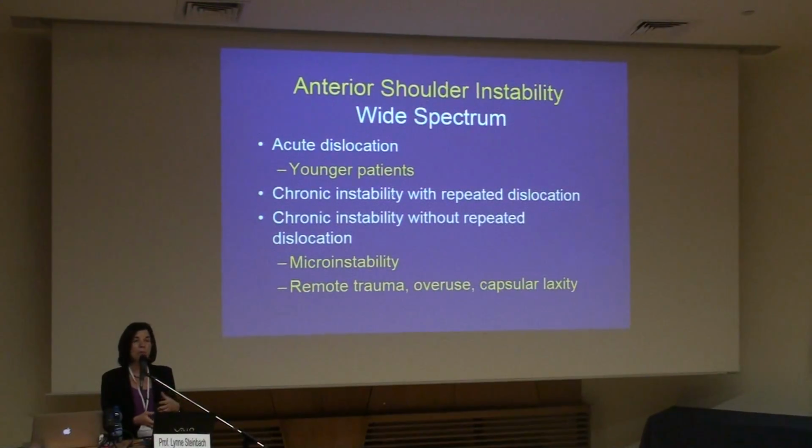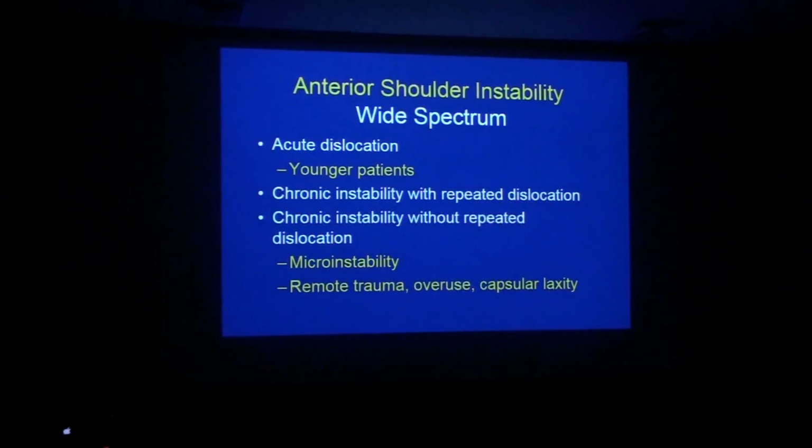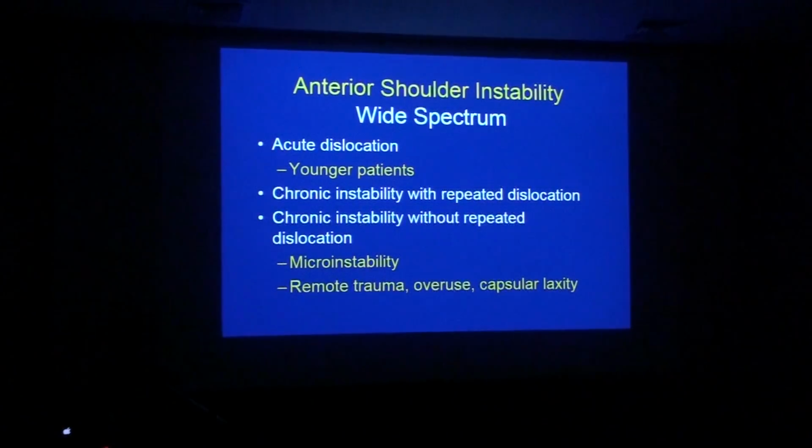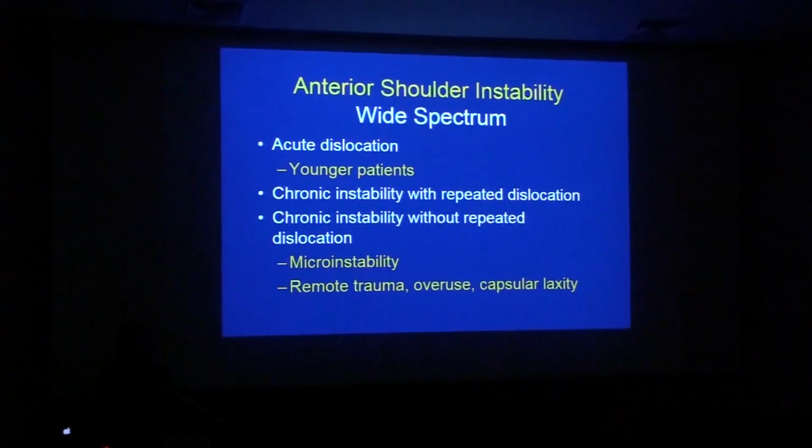But we have to remember that there's a very wide spectrum of shoulder instability. And this includes the acute dislocations that we see very frequently, usually in the younger patients. Chronic instability with repeated dislocation is another thing that we see all the time. People just dislocating, and those are the ones that you really want to address. Why are they continuing to dislocate? Do they need surgery? And then we have those with chronic instability, but they aren't dislocating, and that's more complicated.